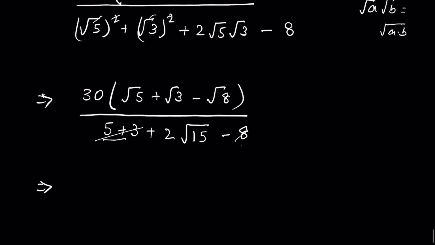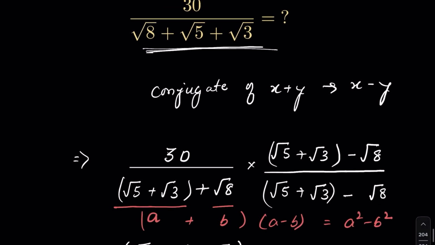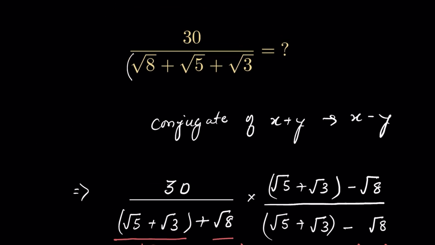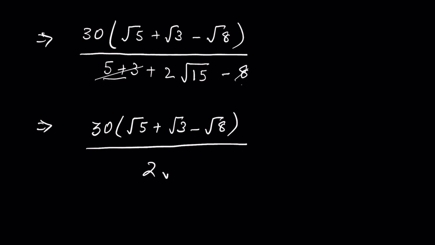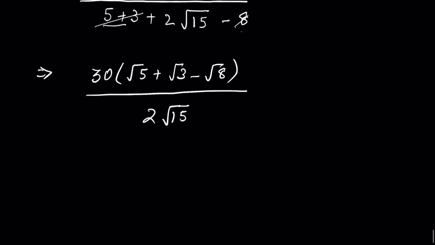Now you understood why we grouped them together, because if you had grouped square root of 8 plus square root of 5, then there would have been 2 more steps. Now it is 30 times square root of 5 plus square root of 3 minus square root of 8 upon 2 times square root of 15. Again in the denominator we cannot have a radical, so we multiply and divide by square root of 15.